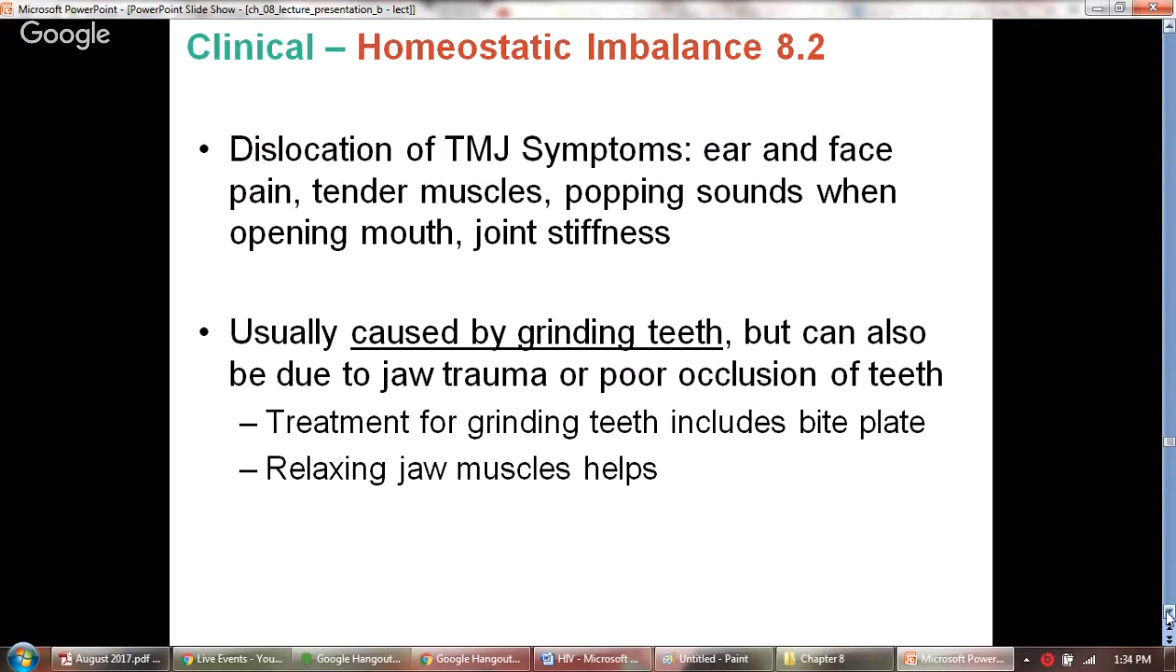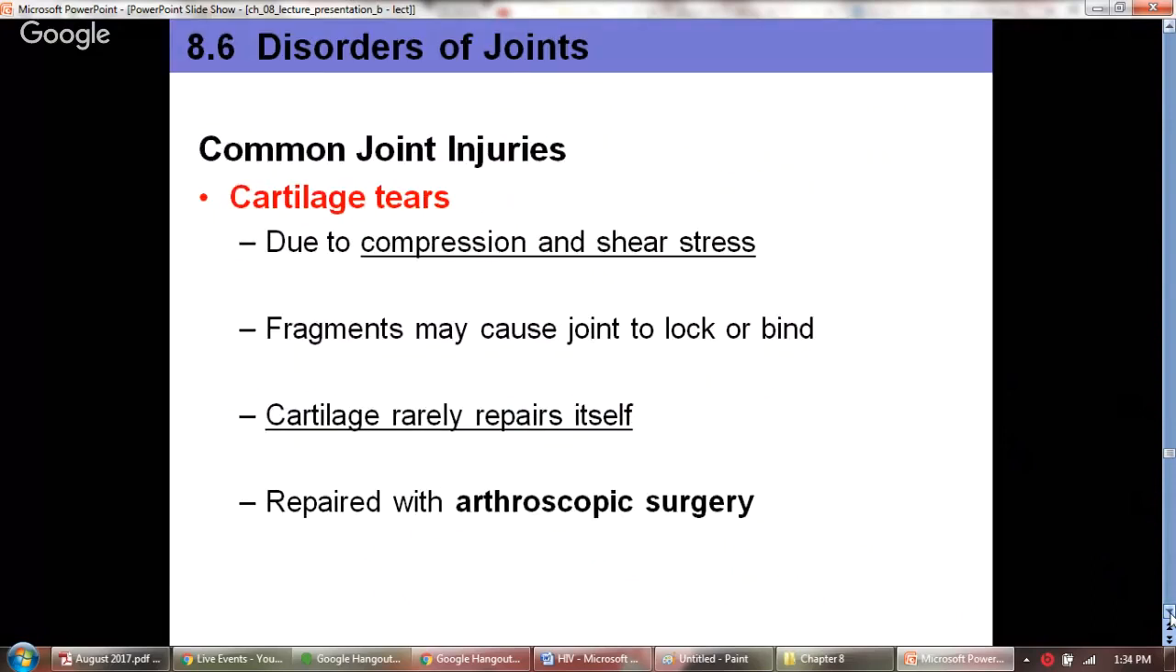With regard to the clinical aspect, the dislocation of the TMJ, temporomandibular joint, gives rise to symptoms of ear and face pain, tender muscles, some popping sounds when opening the mouth, sometimes joint stiffness. This is usually caused by grinding teeth, but it could also be due to jaw trauma, or sometimes due to poor occlusion of teeth. As treatment for grinding teeth, you can provide bite plates, and also you have to relax the jaw muscles to reduce the stiffness of the joints.